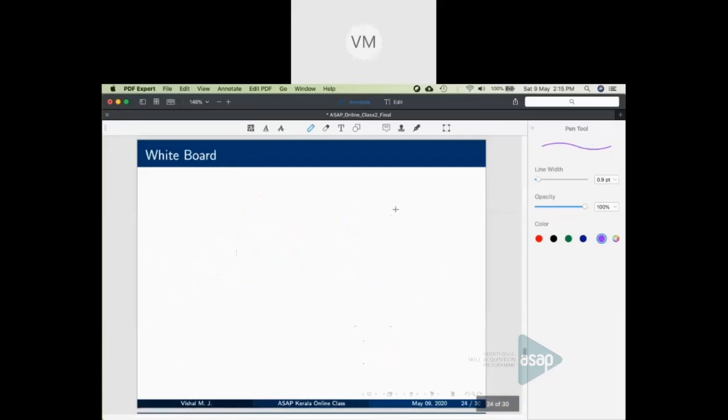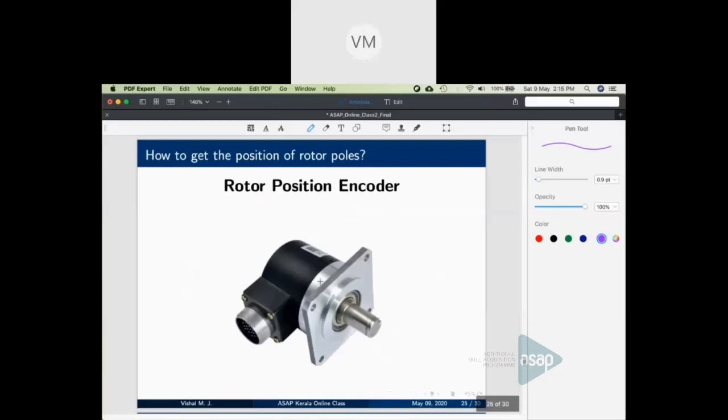To give the rotor position, we use a rotor position encoder. This is also called a sensor. This is the diagram of an actual rotor position encoder. This would cost somewhere around 3,000 rupees or something. Depending on different power levels, it is available. This shaft gets connected to the shaft of your synchronous motor at the non-driving end.